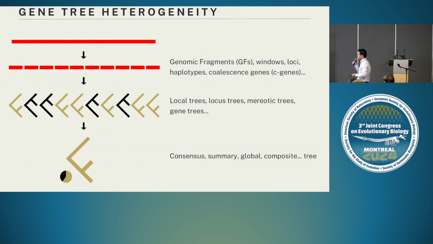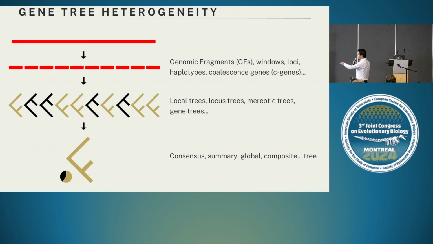And to have a look at the topological variation along the genome, what we would typically do is we take the genome, the red bar, and we break it up into fragments. And these fragments go by many names in the literature: genomic fragments, windows, loci, haplotypes, C genes, and I'm sure there are others. In my case, I used 100 kb non-overlapping windows or genomic fragments. And then from each fragment, we do a local tree inference. So I used neighbor joining and maximum likelihood.